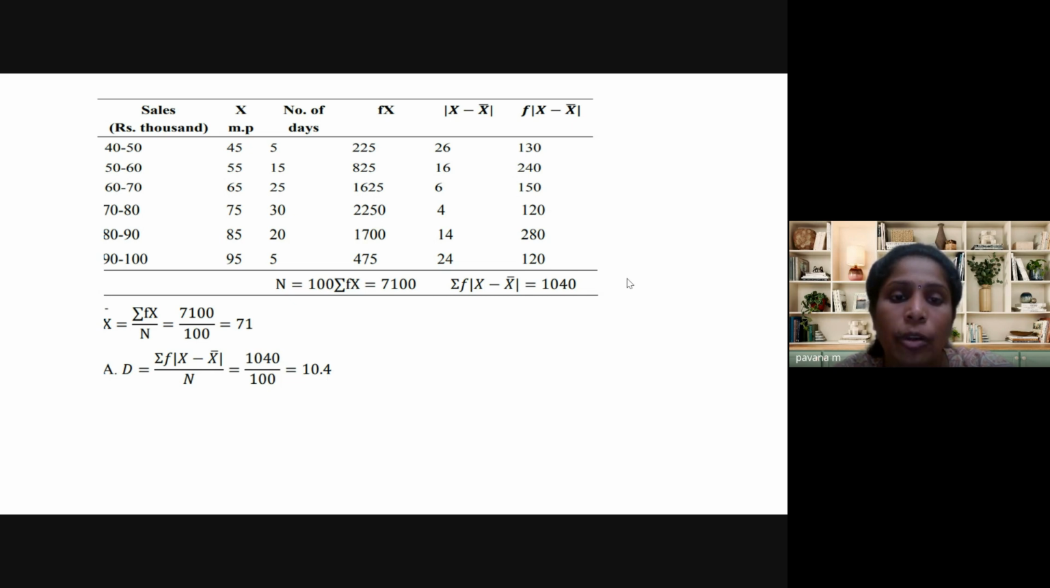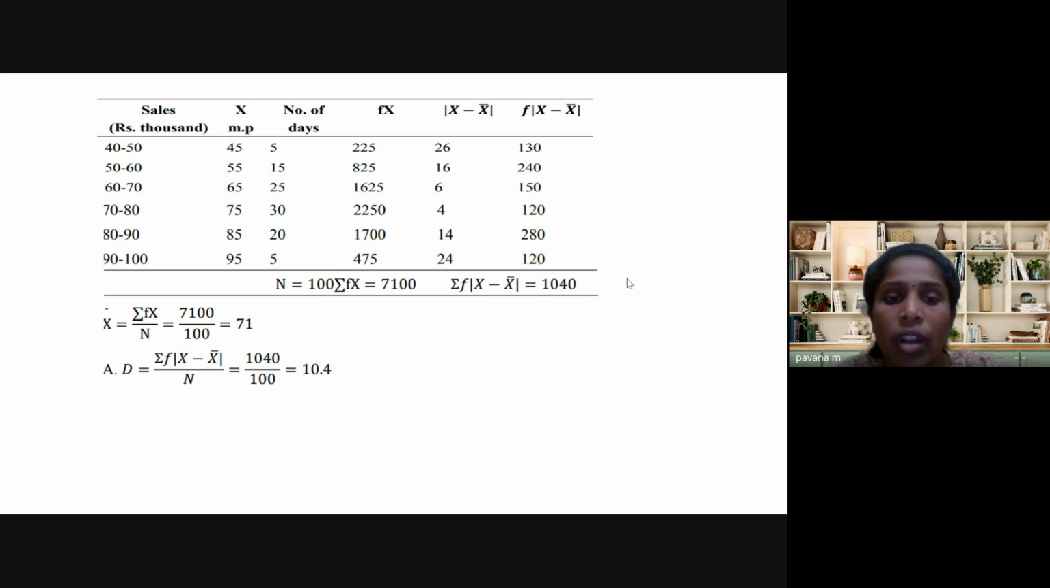That means number of days into x. 5 into 45, 225. 15 into 55, 825. 25 into 65, 1625. 30 into 75, 2250. 20 into 85, 1700. 5 into 95, 475. Now we have fx, and we calculate x minus x bar. For calculating x minus x bar, first we have to know x bar. So the average x bar is equal to sigma fx by n.